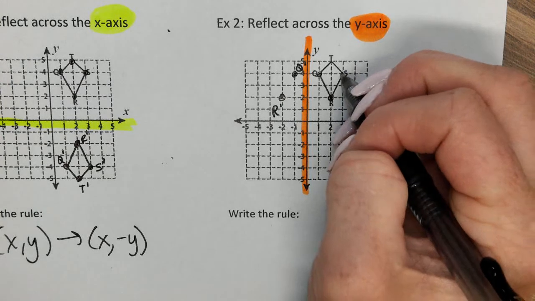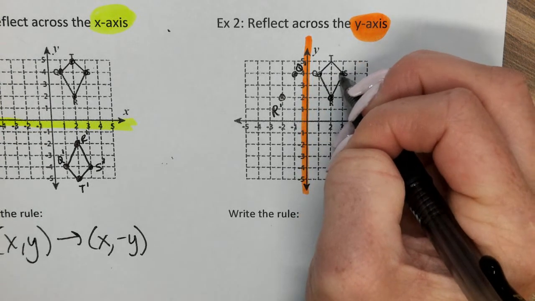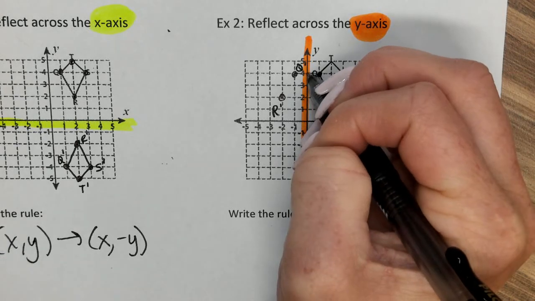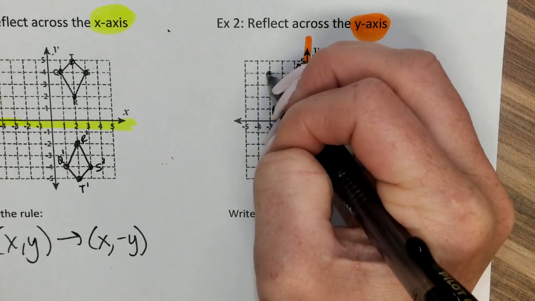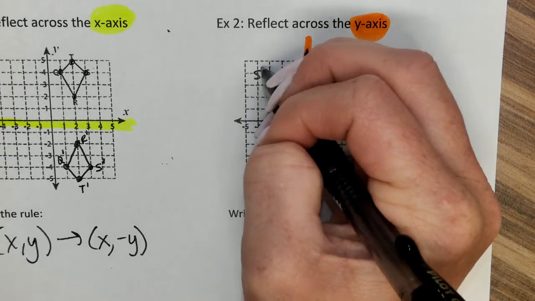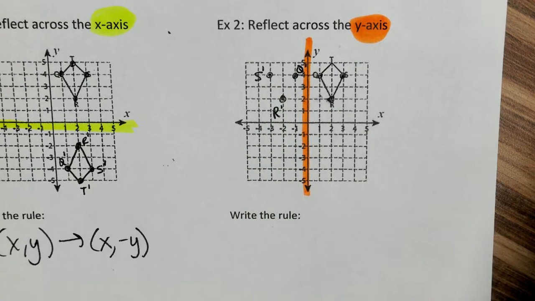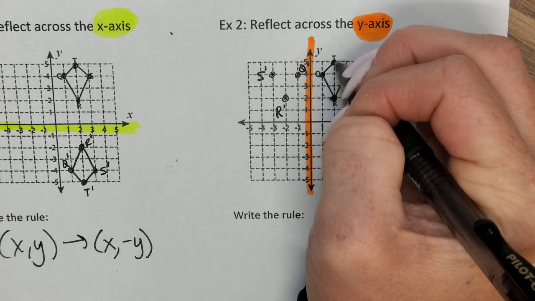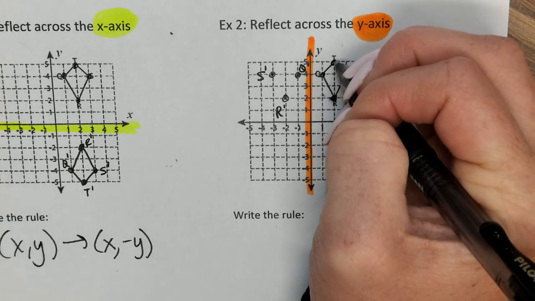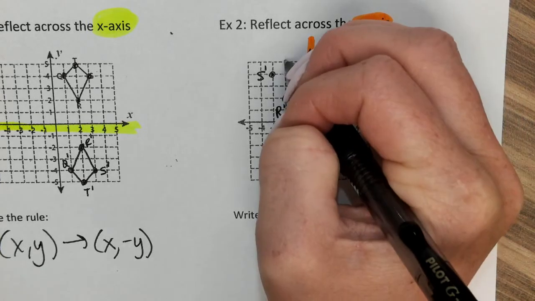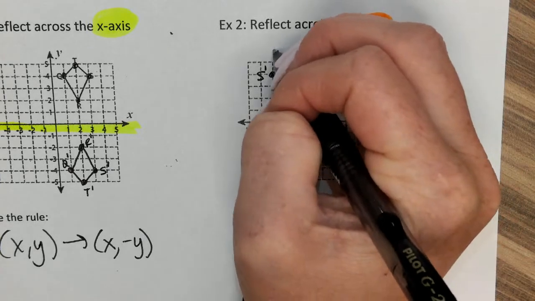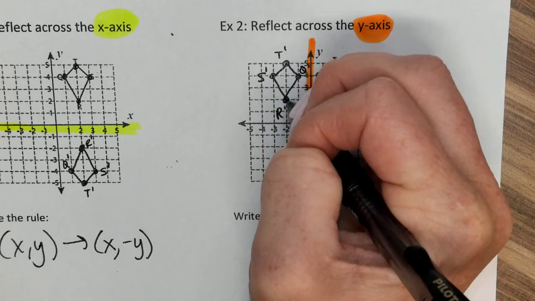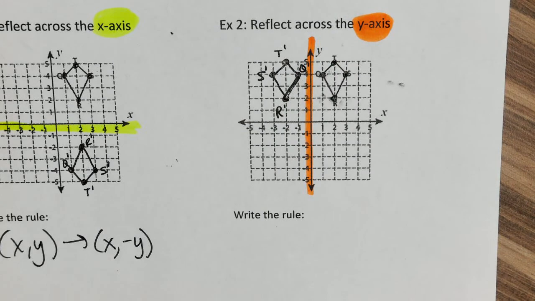My S is at the 4 as well on the y-axis, but instead of being right 3, it's going to be left 3. And my T is right here at the 5 on the y-axis. Instead of being right 2, it's going to be left 2. So here is my shape reflected across the y-axis.